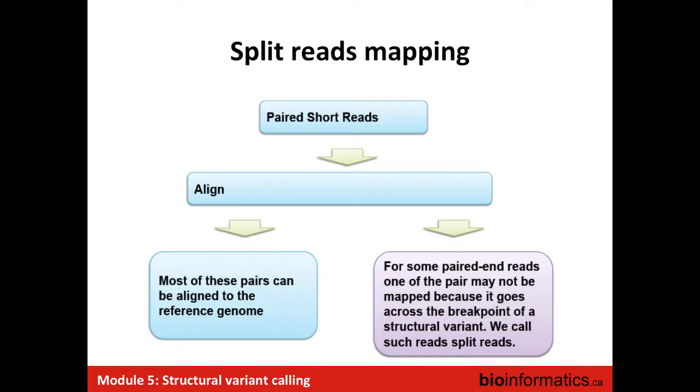So how does it work? You take your reads and you align them. Most of the pairs align correctly, but some of them map correctly at one end and the other end is broken into pieces, and you take that to do the calling of the variants.